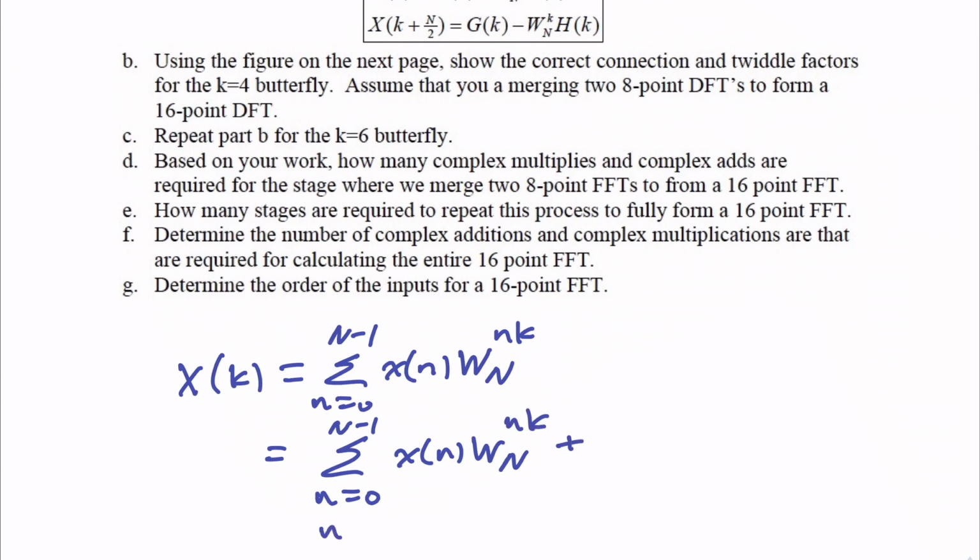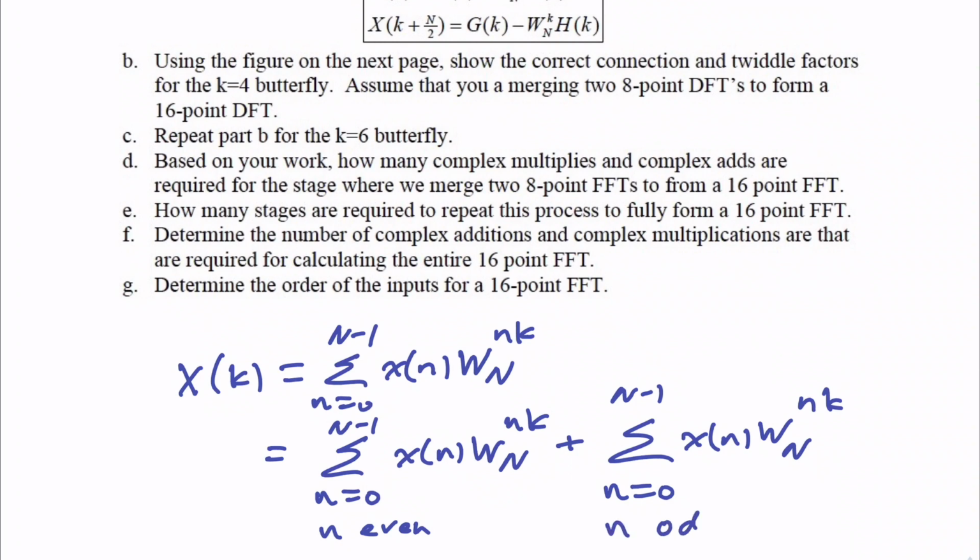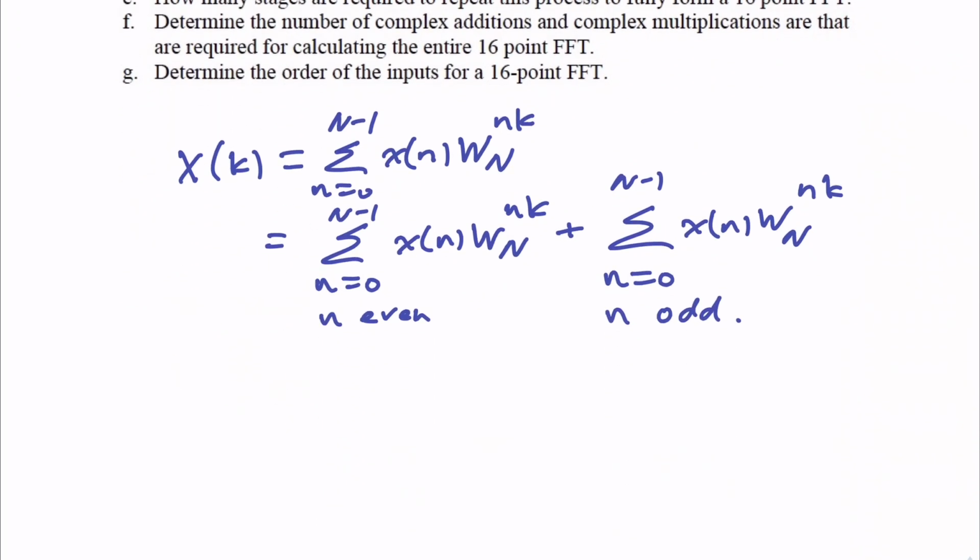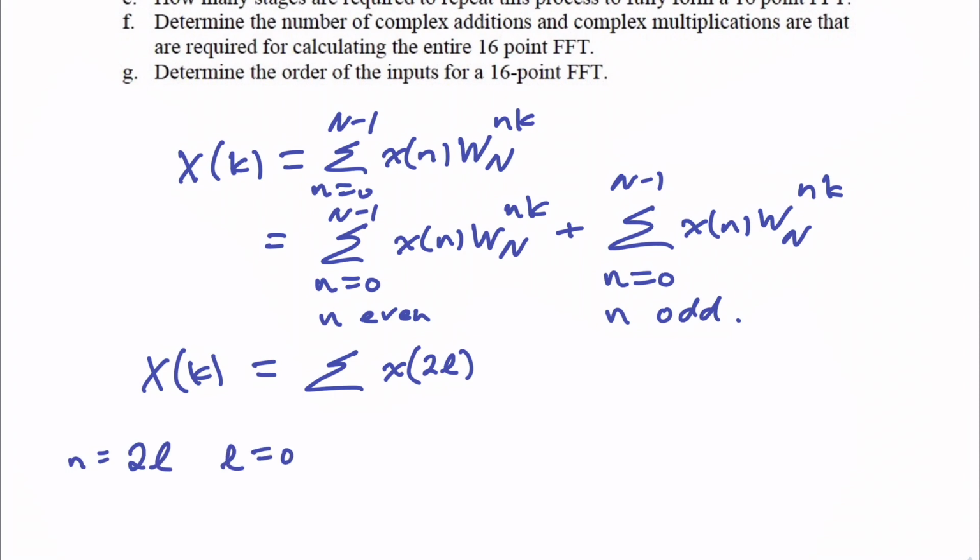for n even, and then we sum from n equals 0 to N minus 1 of x of n W_N to the nk for n odd. All right, and then the next step is to take care of the even and the oddness by making a variable transformation. Okay, so what we want is n to be replaced with 2l, where l goes from 0 to N over 2 minus 1.